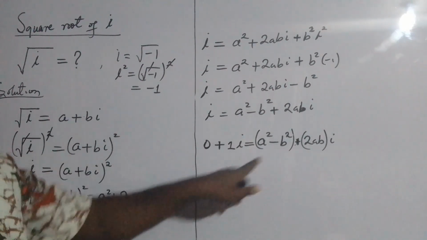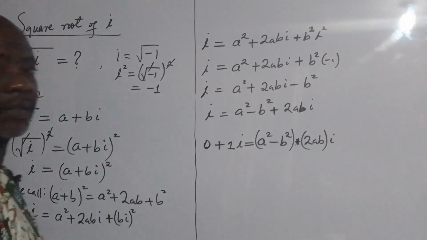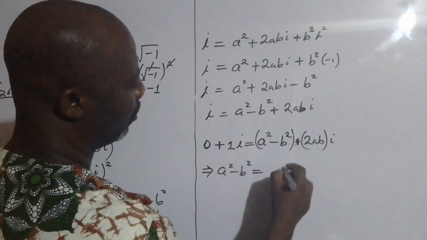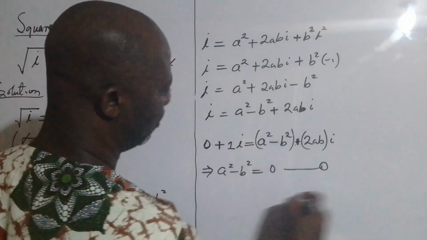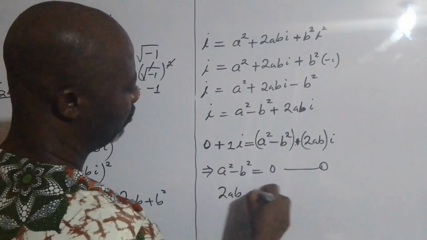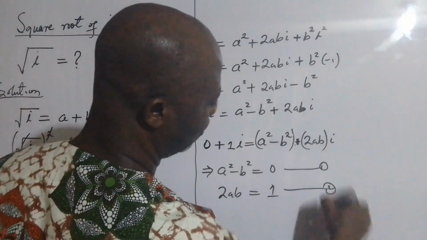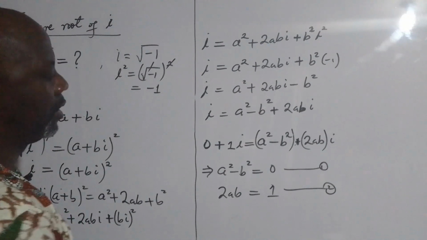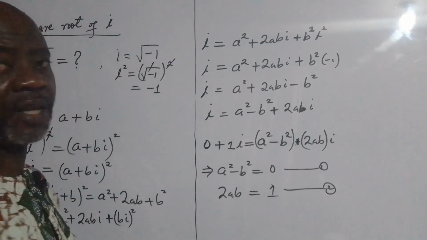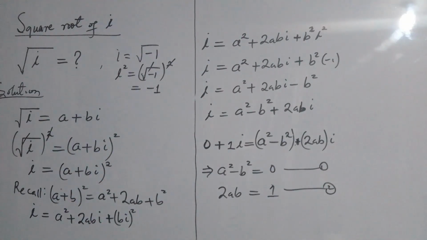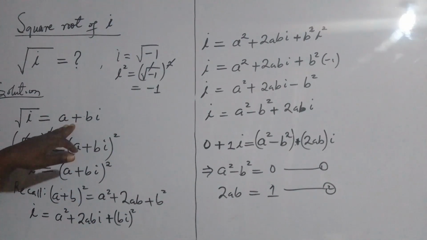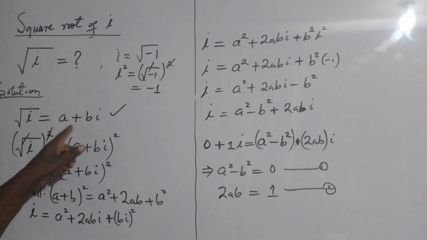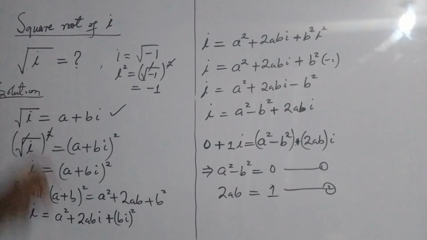So we can now make a comparison between the right side and the left hand side. Once we do that, what we'll get is a squared minus b squared equal to 0, call that equation 1, and then 2ab will be equal to 1, I call this equation 2. So what we now need to do is to find both a and b. Once we get our a and b, we can plug them back into this equation, since we know the value of a and b. That will give us the value of the square root of i.